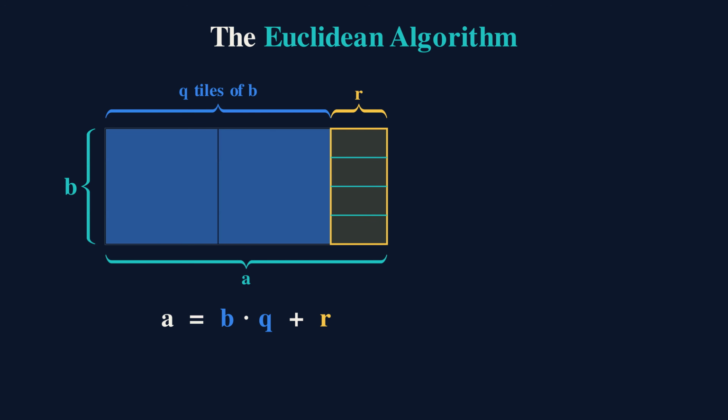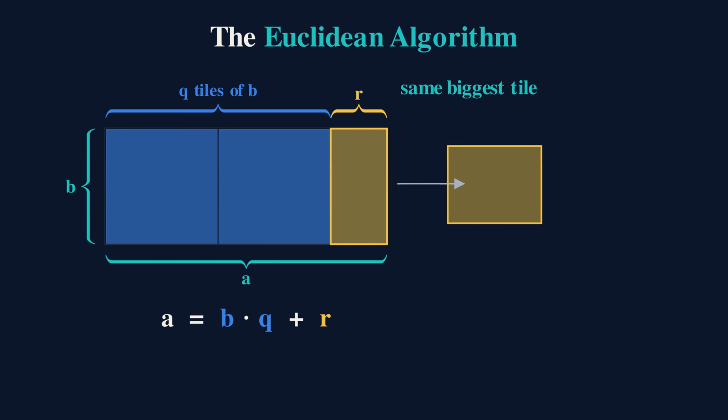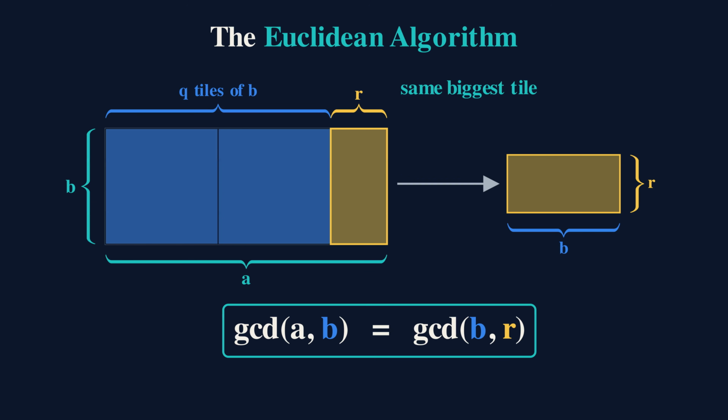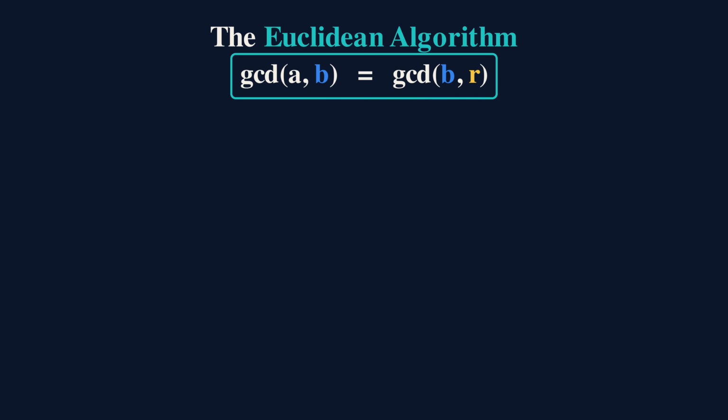By the exact same argument as the 16 by 6, the biggest tile for the A by B floor is the one for B by R. Just like that, we've shrunk the problem to a smaller floor. In symbols, the GCD of A and B equals the GCD of B and R. And that's the whole trick. Every floor hands you a smaller floor, strictly smaller, until there's nothing left to shrink.